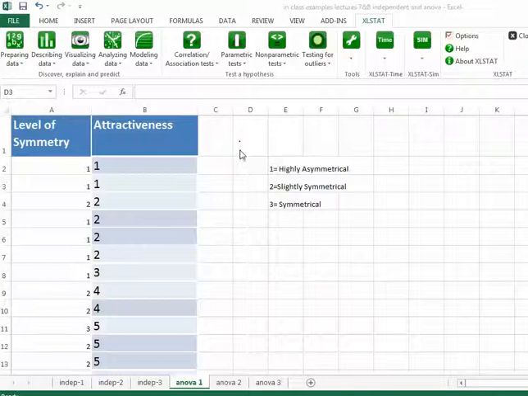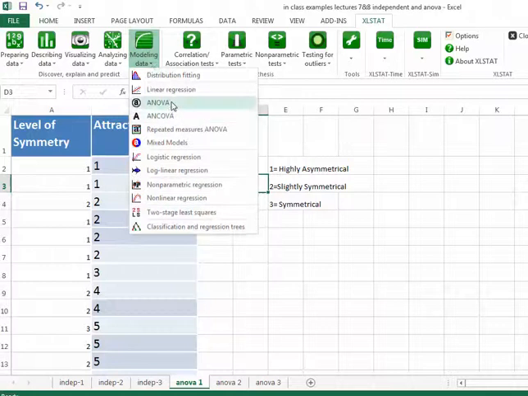So you may be wondering, well, why can't we just do a t-test? Well, the issue is we have more than 2 groups, and that's when you would use a t-test for independent samples. So we have 3 groups, so we're going to use an ANOVA. So instead of parametric tests, which is what we used last time, we're going to go to modeling data, actually, and we're going to choose the ANOVA.